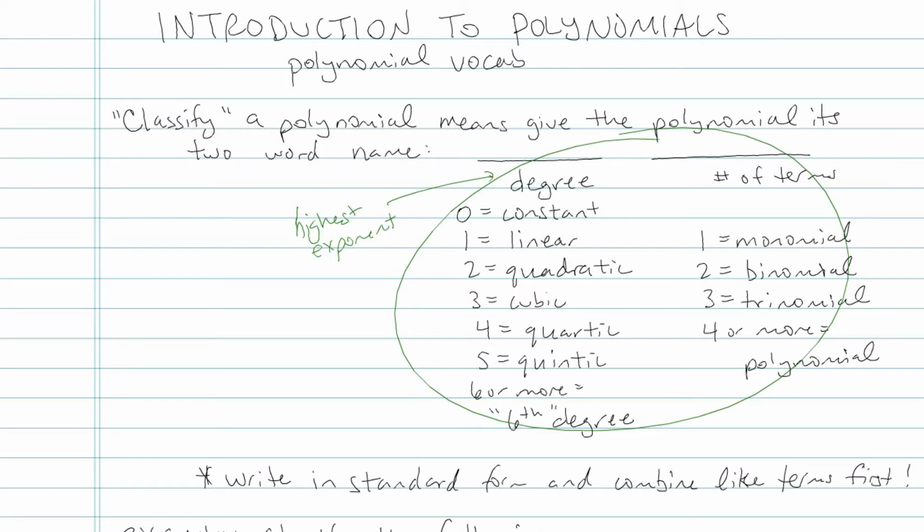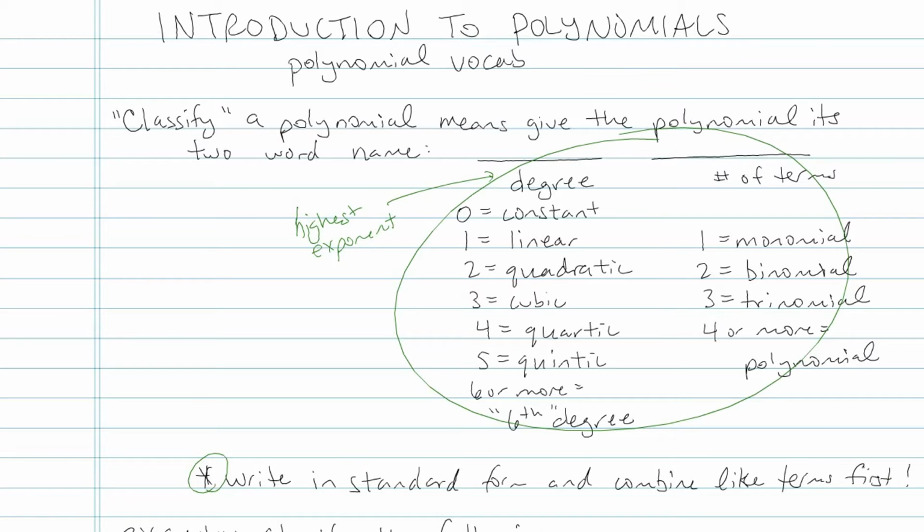So before we get into the examples, I wanted to point out this tip. Make sure you write your polynomial in standard form to help you find the degree, and combine like terms first, because you want to have your polynomial in simplest form in order to give it its appropriate classification.